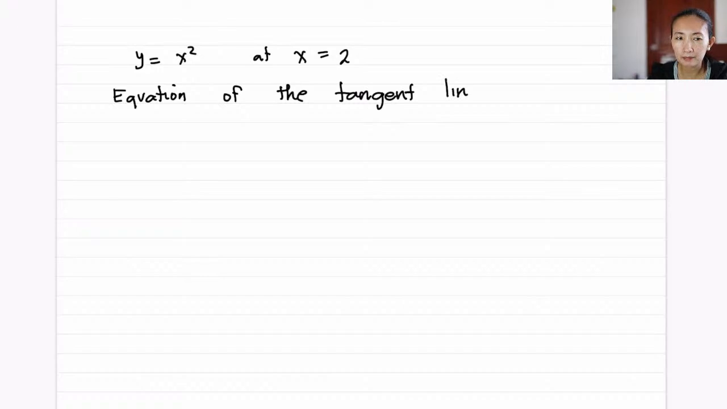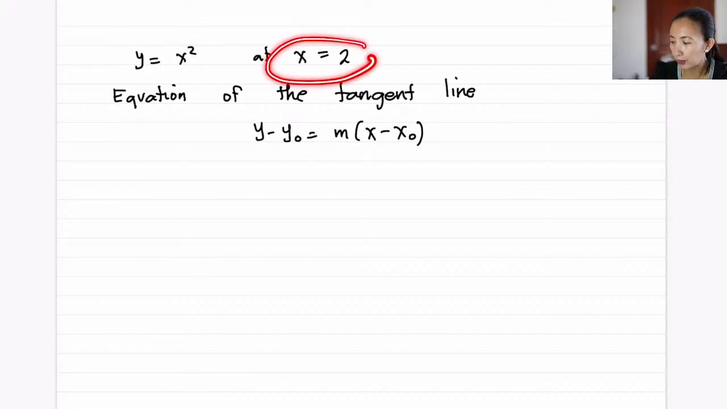And going back, what is required for us to find the equation of the tangent line? We need a point on the line and the slope of the line. A point on the line we could identify because here we have an x value identified. So we have x sub 0, y sub 0. We could find y from here. But the problem is the slope.